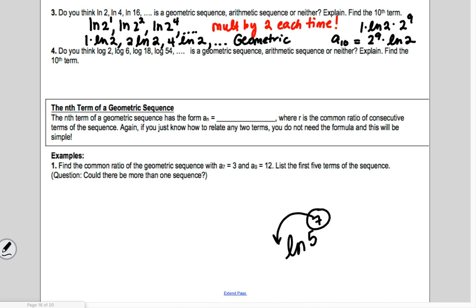Whatever 2 to the 9th is. I don't know what 2 to the 9th is. So 512 times natural log of 2. Pretty big, right? All right. How about the next one? Geometric, arithmetic, neither.